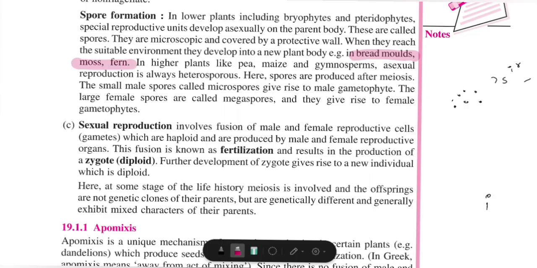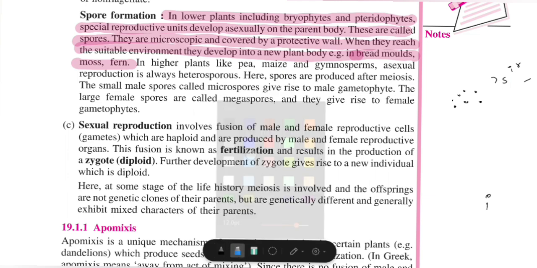So what is spore formation in lower plants? In lower plants, including bryophytes and pteridophytes, special reproductive units are developed asexually on the parent body. These are called spores. They are microscopic and covered by a protective wall. When they reach a suitable environment, they develop into a new plant body. Very easy, very simple, no need to go into so much detail. It's a very easy topic.